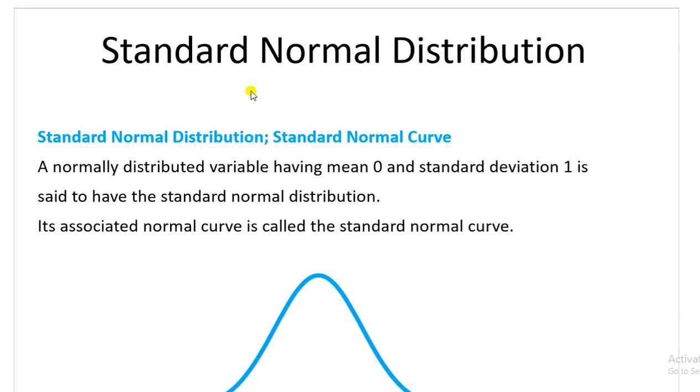Before going to that, we have to define a standard normal variable or a standard normal distribution. Basically that is also a normal distribution, but it is standardized. We will fix the mean and variance of a normal distribution. That will give you a standard normal distribution or standard normal curve. A normally distributed variable having a mean of 0 and a standard deviation of 1 is called a standard normal distribution.